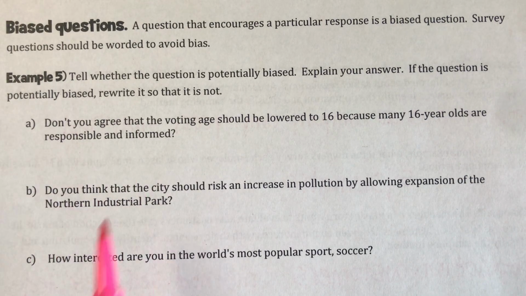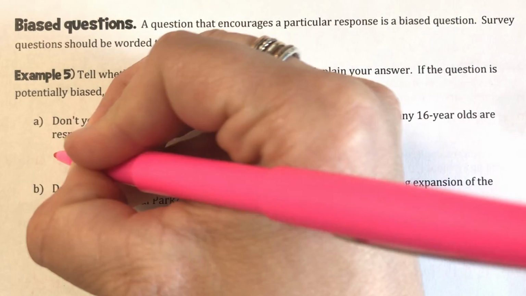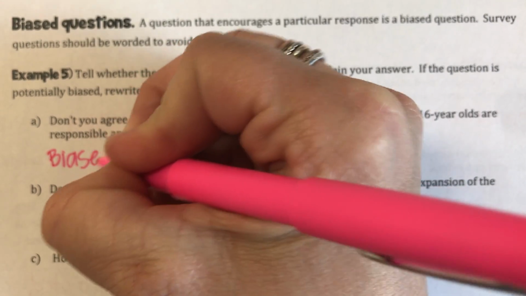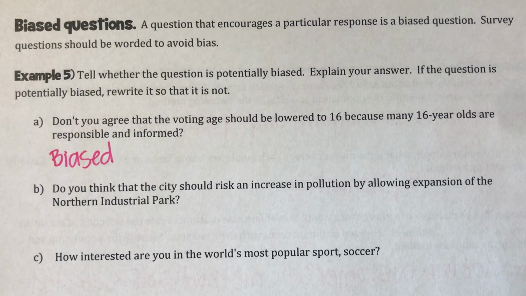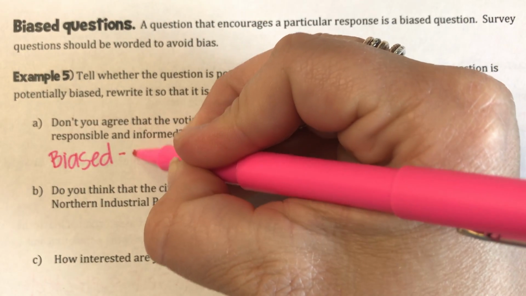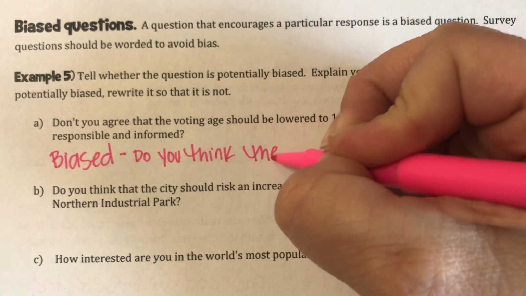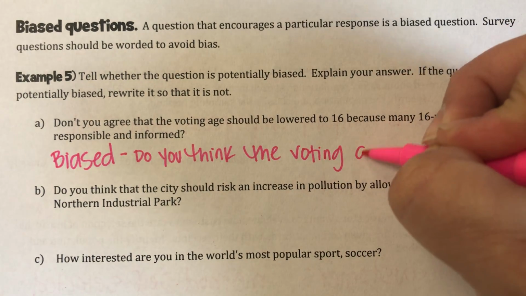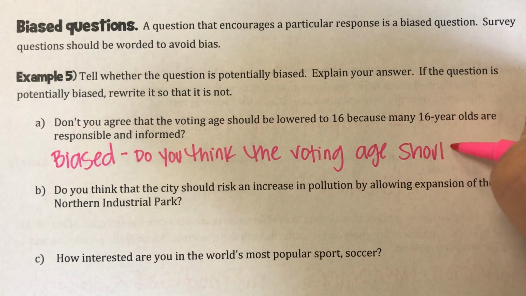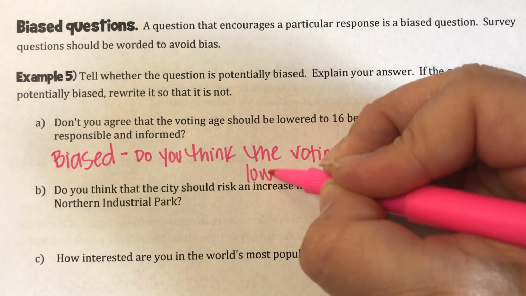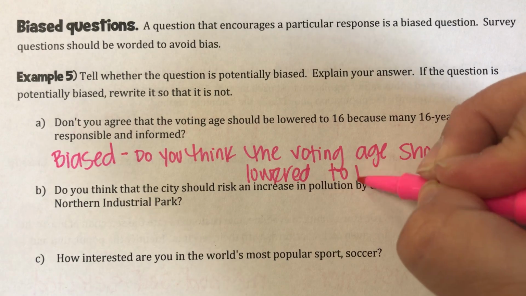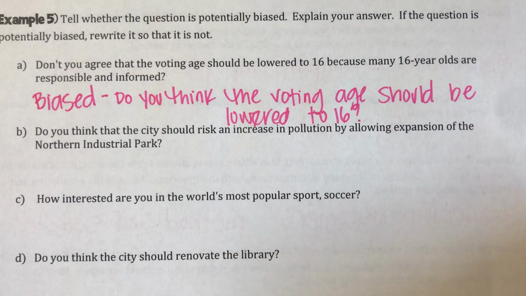So letter A, don't you agree that the voting age should be lowered to 16 because many 16-year-olds are responsible and informed? So what do you think? That is biased, right? It obviously is trying to sway you. Anytime it says don't you agree, it's generally going to be biased. And so the correct way to write that would be, do you think the voting age should be lowered to 16? Right? There's no bias in that question.